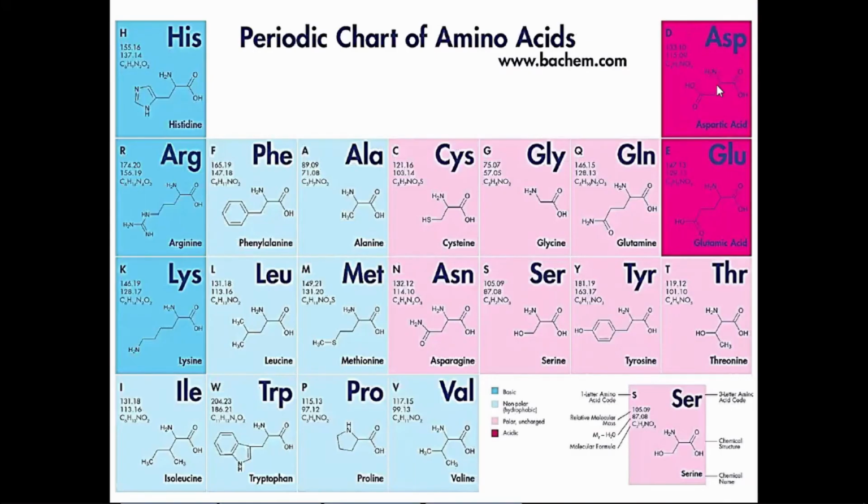So inilah, from here we know that hydrophobic amino acids are the light blue ones. Yang light blue itu is hydrophobic, ya. Phenylalanine, alanine, leucine, methionine, isoleucine, tryptophan, proline, valine. Those are hydrophobic amino acids. Once you have more of these hydrophobic amino acids in your protein, then you can expect that your protein is hydrophobic.